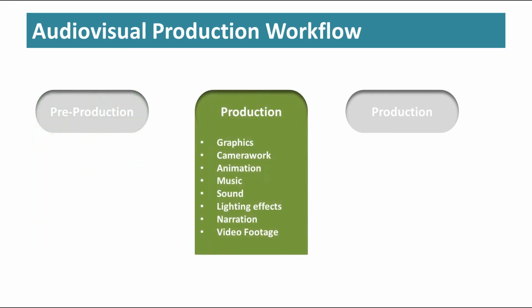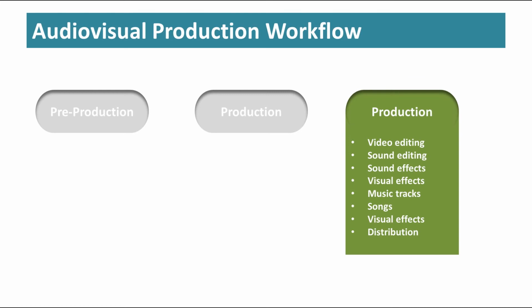The production phase is the actual making of the material needed for the audiovisual. At this stage, shooting of the footage or video takes place. Required graphics, animation, music, sound, lighting effects, and narration are made. Post-production is the last stage of the production process and involves assembling and putting together the media assets and material to organize and produce the desired audiovisual. It involves video editing, sound editing, as well as addition of sound effects and visual effects.